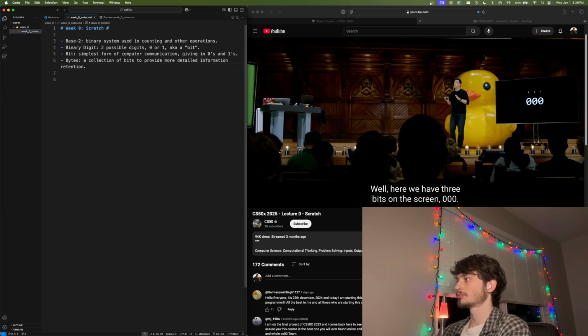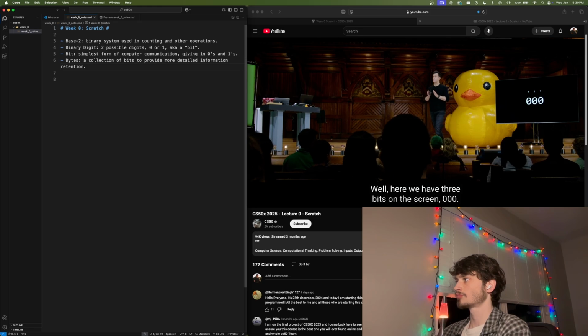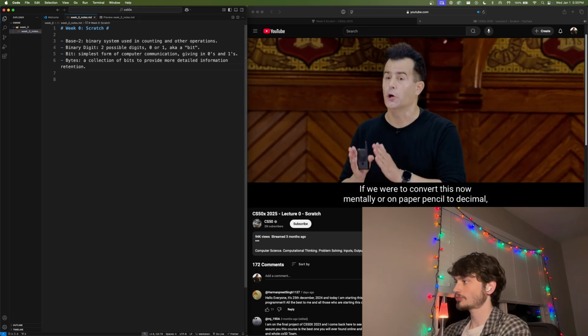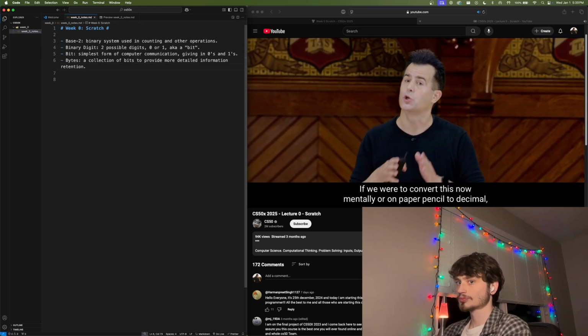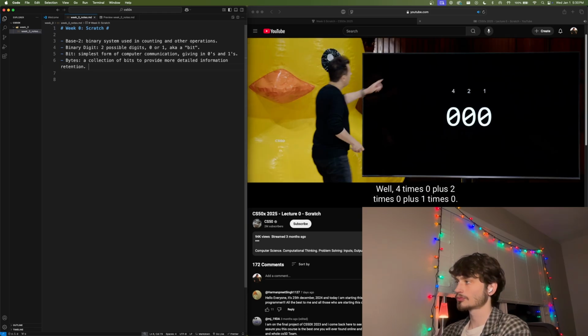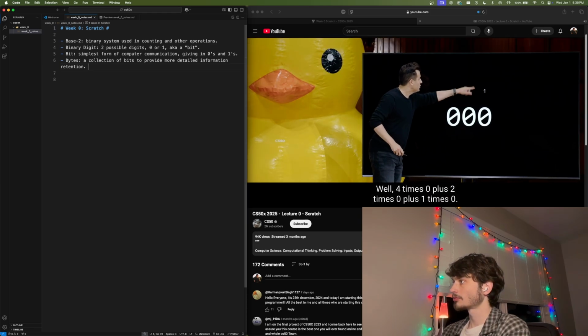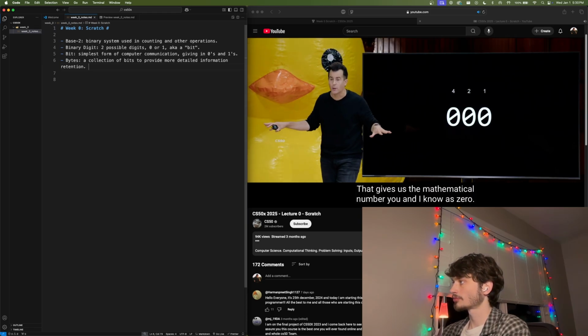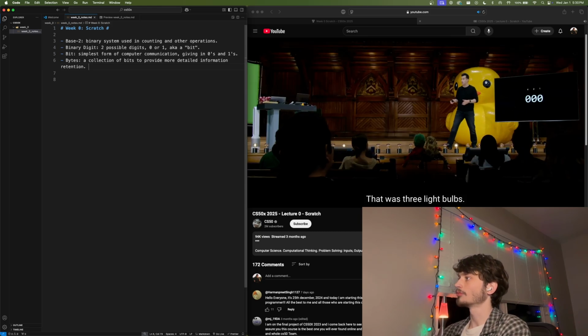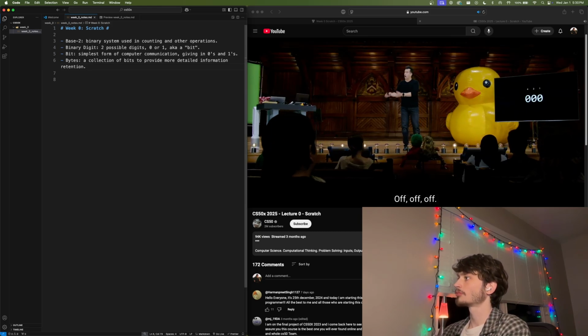Well, here we have 3 bits on the screen, 0, 0, 0. If we were to convert this now mentally or on paper pencil to decimal, how do we do it? Well, 4 times 0 plus 2 times 0 plus 1 times 0, that gives us the mathematical number you and I know as 0. That was 3 light bulbs, off, off, off.